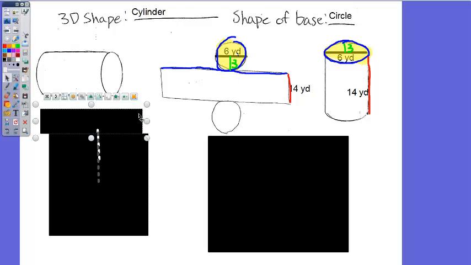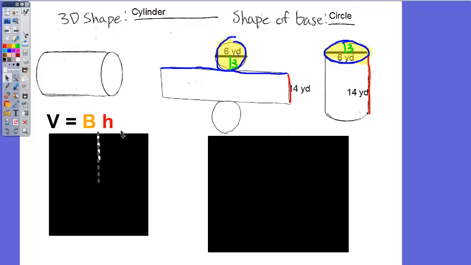So our formula is like the prisms because the cylinder's like a prism. Area of the base times the height. This formula is exactly the same as the prism formula from yesterday. The height is the distance between the two parallel bases. First we need to figure out what big B, the area of the base, is.